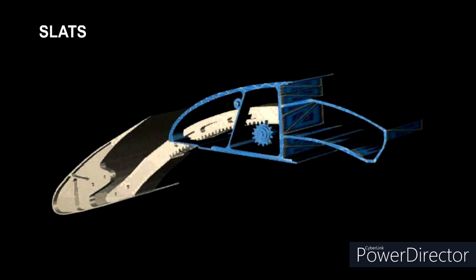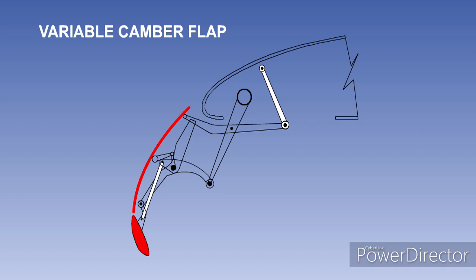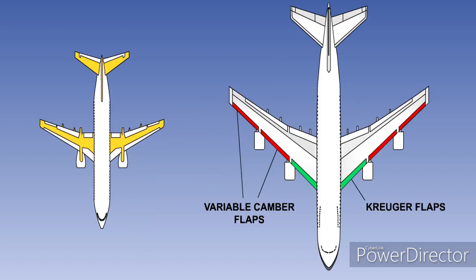Wing leading edge devices may consist of slats, Kruger leading edge flaps, or variable camber leading edge flaps, or some combination of these. The Boeing 747, for instance, uses Kruger flaps on the inboard section of the wing leading edges and variable camber flaps for the outboard, while the Boeing 737 has inboard leading-edge Kruger flaps and outboard slats.